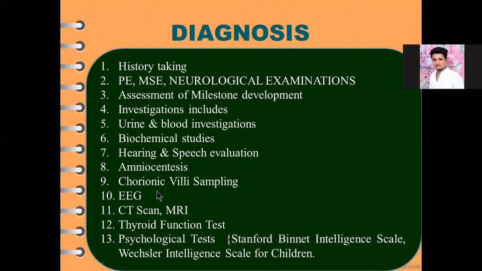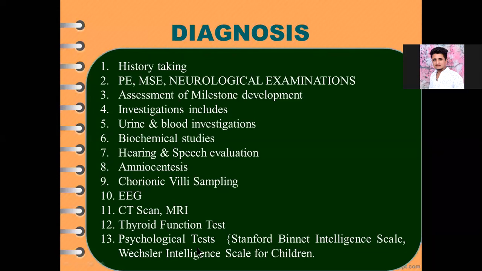We can identify with EEG. With the help of EEG, we can easily identify any abnormal brain activity present in the child's brain. CT scan and MRI scan can find out any injury in the brain, any kind of lesions, any kind of abnormality. Thyroid function test can be done in the mother during the antenatal period, and we can find out what the effect will be in the baby.